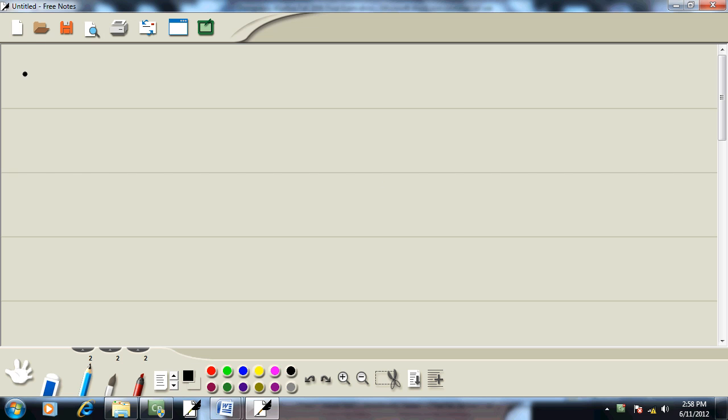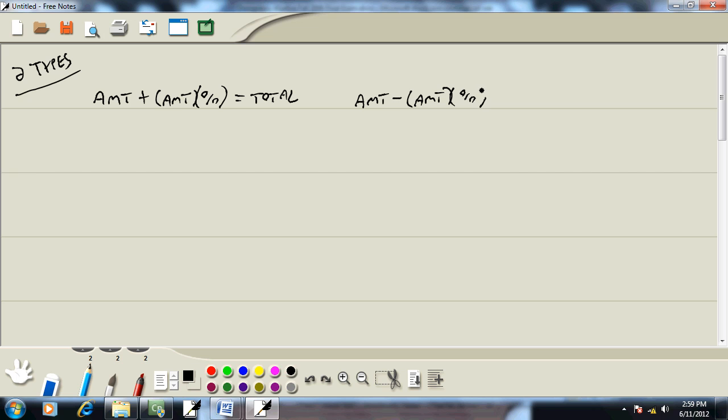Well, we got two types dealing with these. One of them is where we start with an amount and then we add an amount times some kind of percent, and that gives us our total. And then we also have where we have an amount minus the amount times a percent, and that gives us our grand total.